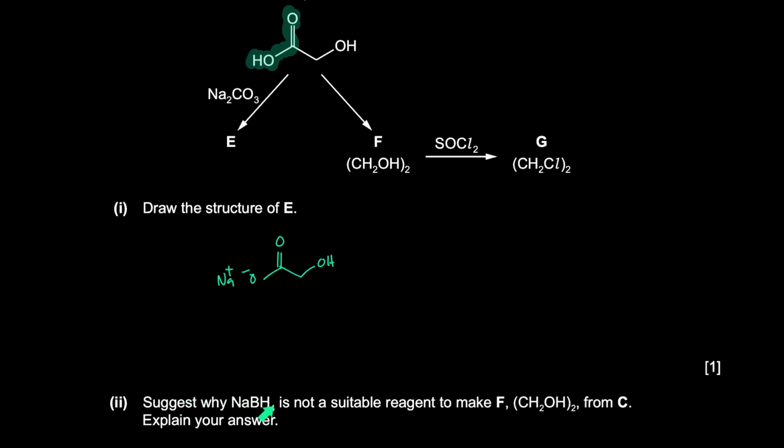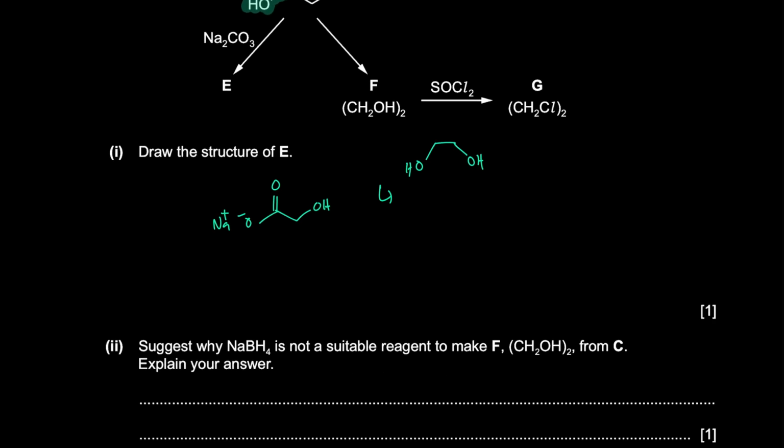Next part says, suggest why NaBH4 is not a suitable reagent to make F, which is CH2OH twice, from C. Explain your answer. So what you're doing over here is reducing the carboxylic acid to form ethane-1,2-diol. Now, why can't we use NaBH4? For reduction of carboxylic acids, we can only use lithium aluminum hydride. The reason we can't use NaBH4 is because it is not a strong enough reducing agent. You need to use lithium aluminum hydride.